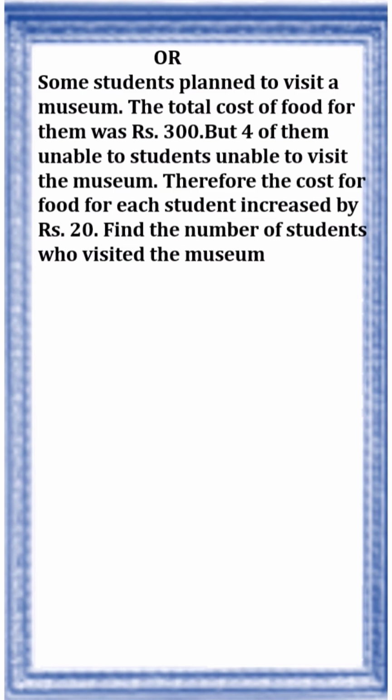There is an alternate choice for this one. Some students plan to visit a museum. Total cost of food for them was rupees 300. But 4 of them are unable to visit the museum. Therefore, the cost of the food for each student is increased by rupees 20. Find the number of students who visited the museum.